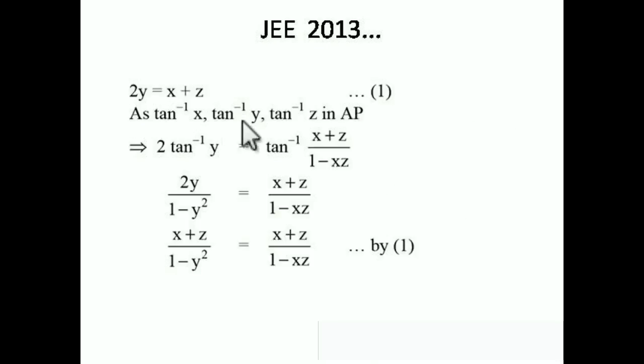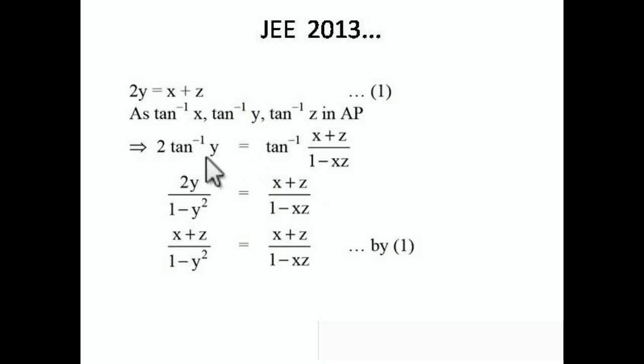Also tan inverse x, tan inverse y, tan inverse z are in AP. So similarly, the equation for this is 2 tan inverse y is equal to tan inverse x plus tan inverse z. Now we all know the formula of tan inverse A plus tan inverse B, it's tan inverse of (A plus B) upon (1 minus A into B). So here, tan inverse x plus tan inverse z is going to be tan inverse of (x plus z) upon (1 minus x into z).